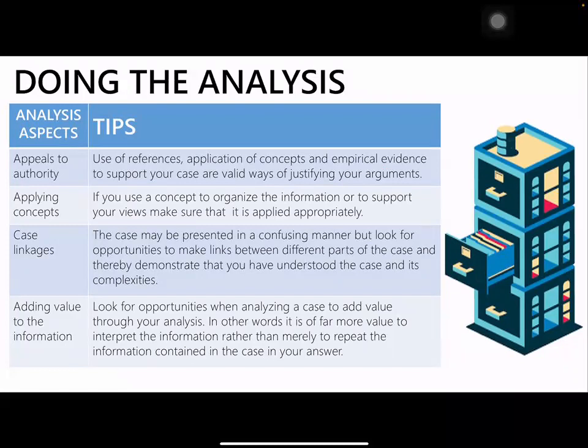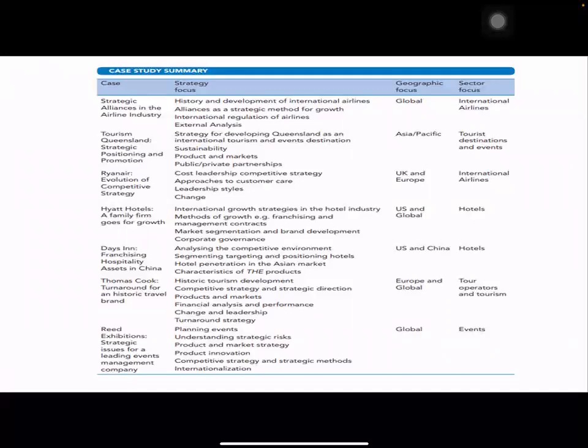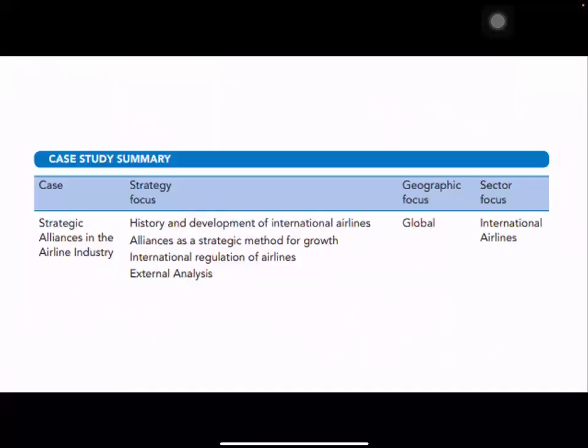Another one is your case study summary. We have 7 cases, so we'll be going through those cases one by one. When we talk about the strategic alliance in the airline industry, history and development, what is the strategy focus? The history and development of international airlines, alliance as a strategic method for growth, international regulations of airlines, and external analysis. This is global. This is an international airline, so your focus is more on the global.